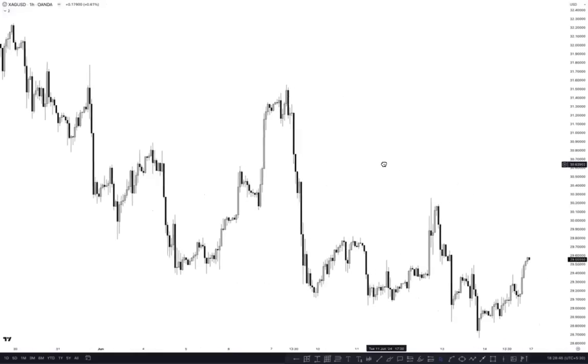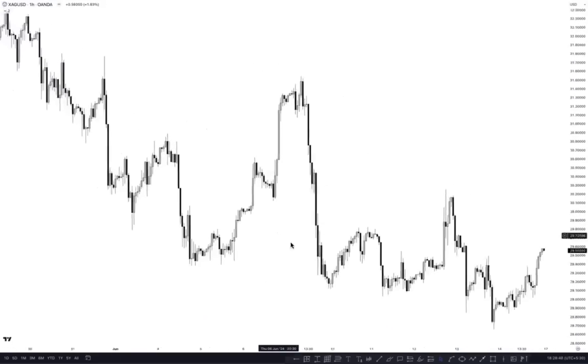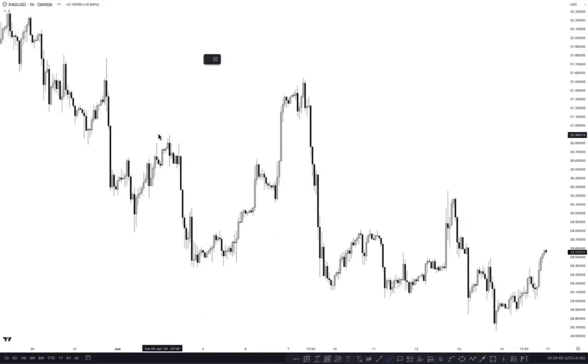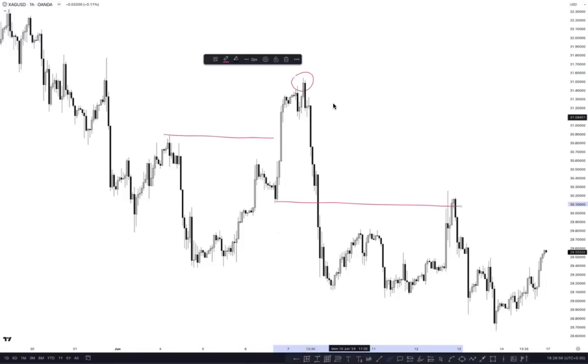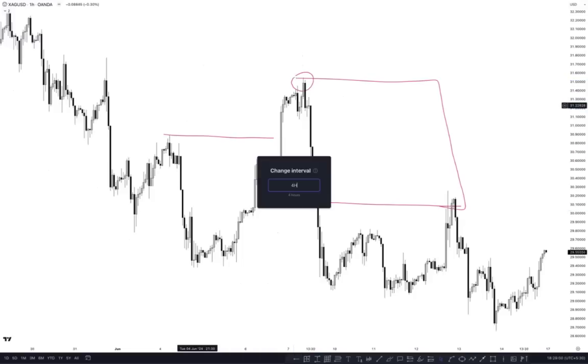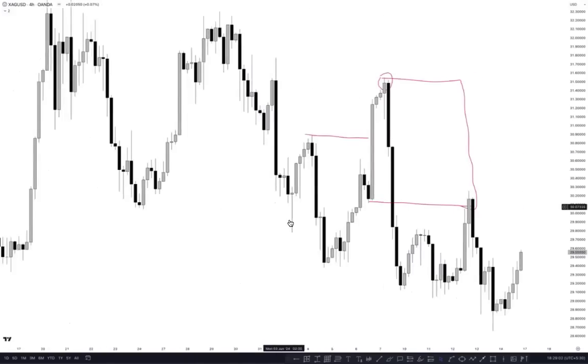Like in the 1 hour time frame, structure looks bearish here. You can understand something like this. This is our overall bearish structure. Highs are taken out right here. This is the last actual move here, and this is a higher time frame, right? Maybe in the 4 hour time frame, you will see this very clearly, exactly.